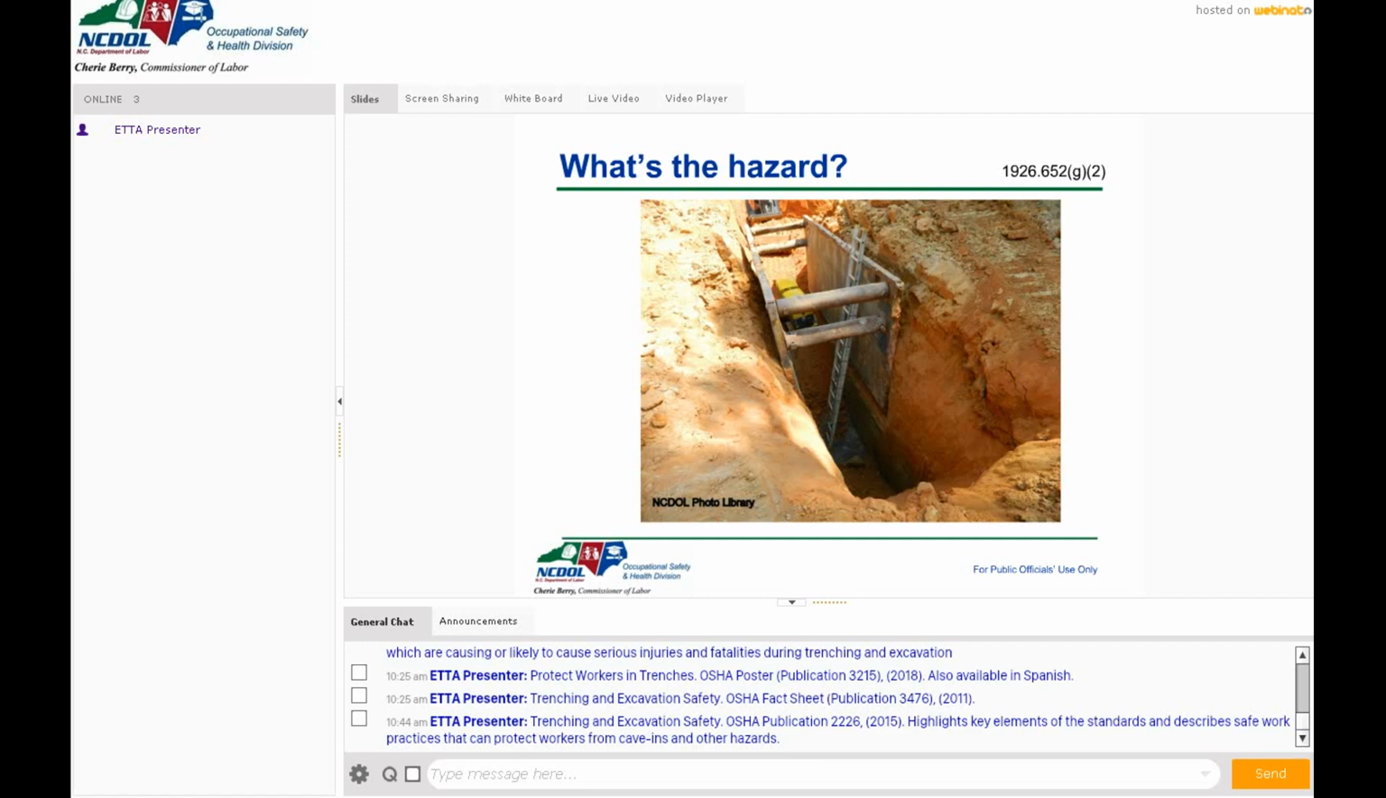Now, in this particular one, what are the hazards? I want to ask y'all to take a good look at it based on what we've been talking about. What would be some of the hazards? And you're not going to embarrass yourself if you don't know. Trust me. All right. Mr. Zachary says exposed to sidewalls of trench. That's a good one.